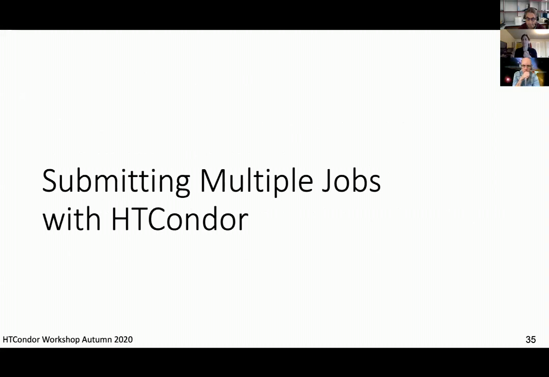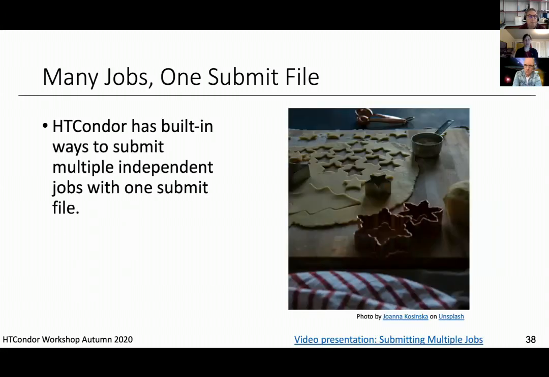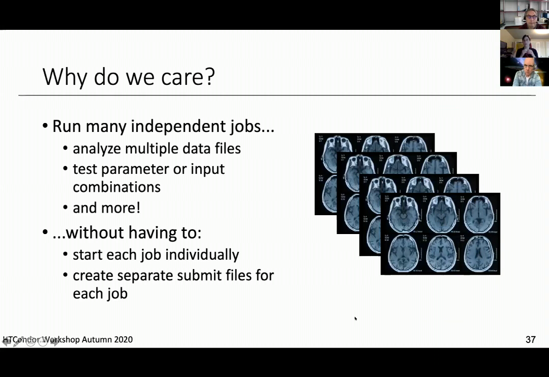All right, so that was a pretty in-depth introduction of how to submit one job. And so now we're going to get to the real thing we want to do, which is submitting multiple jobs with HTCondor. And so why would we want to do this? We're assuming that most people that come to use an HTCondor system want to run many jobs. They have many data files, they have many parameter combinations or inputs they want to test, lots and lots of use cases. And you want to do that without having to run a loop that runs condor_submit many times.